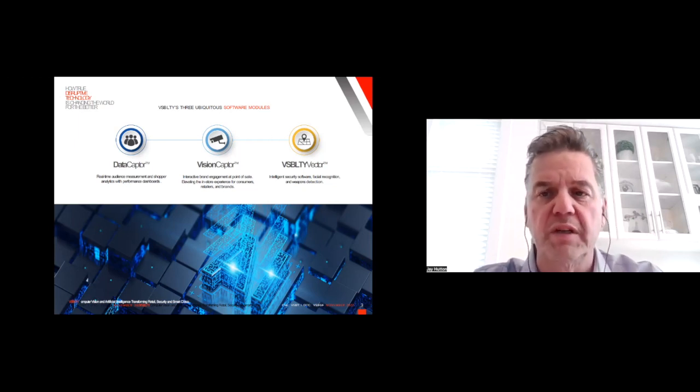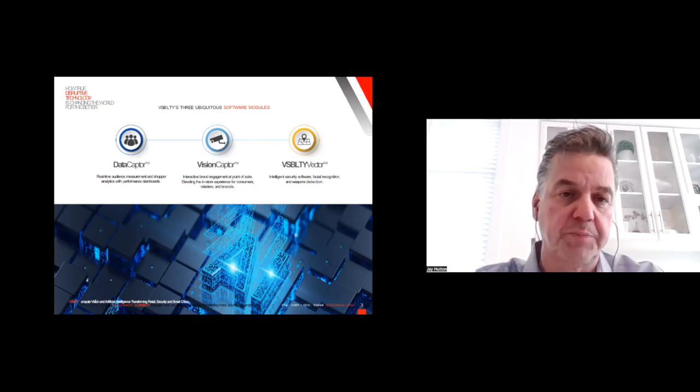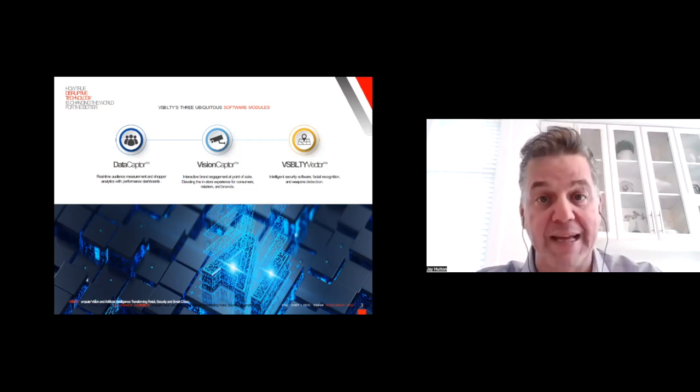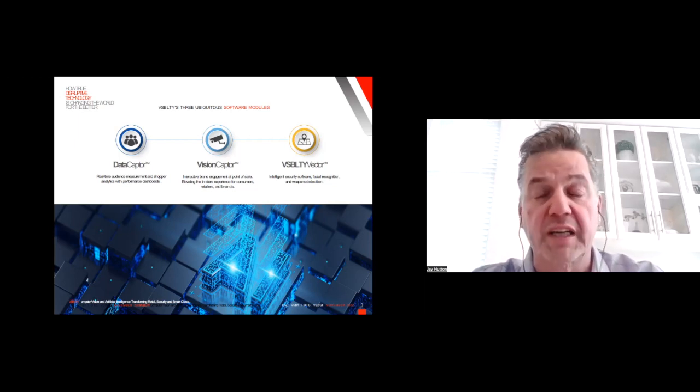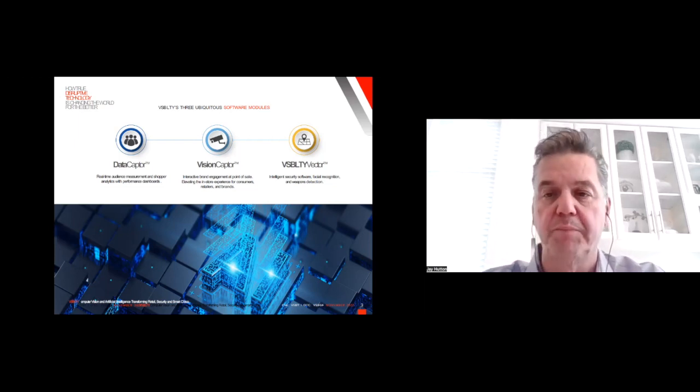And then the third module is Visibility Vector. That is the module that actually looks out from the cameras that are deployed coincident with display. Generally speaking, we put cameras beside displays so that we can measure the performance of the display via camera computer vision. The Visibility Vector has the ability to look for weapons, look for persons of interest, think of serial shoplifters, and look for behaviors that are associated with theft or shoplifting.